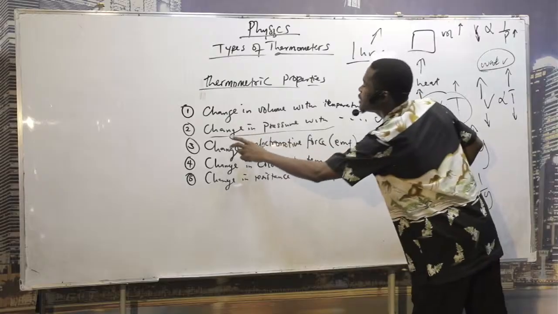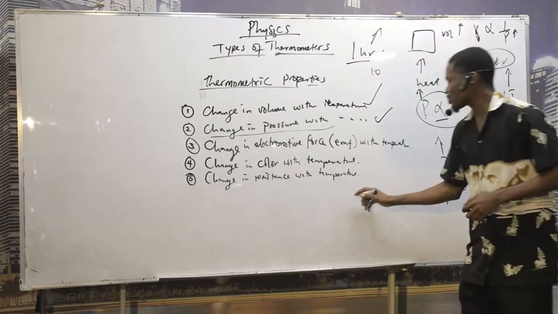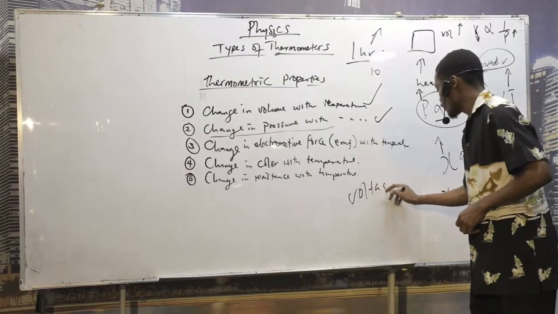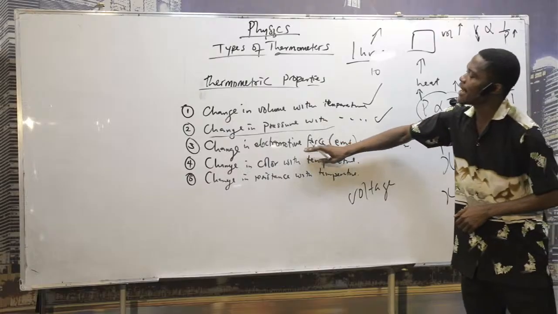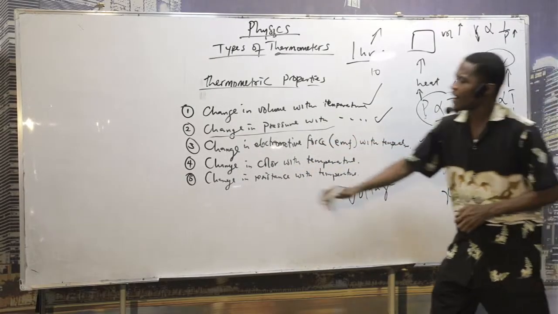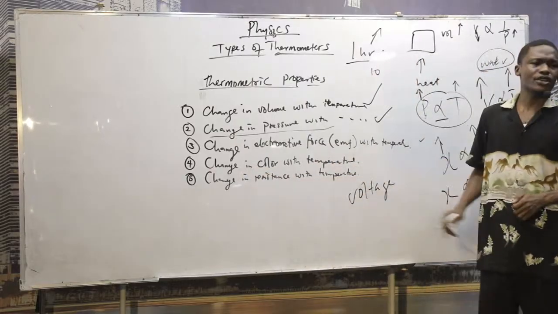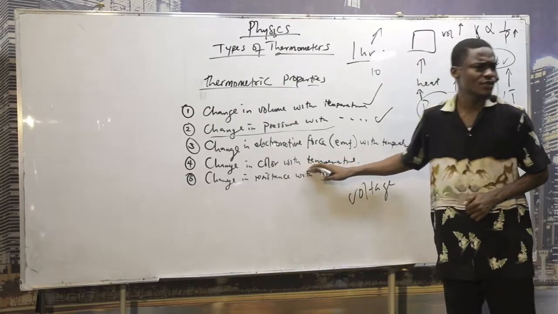Then we have change in electromotive force, EMF. What is EMF? EMF has to do with voltage of a battery. So when there is a change in EMF or electromotive force, there is also a change in temperature. Then we have change in color with temperature. Somebody will be like, is it true? But does color of a substance change with temperature?